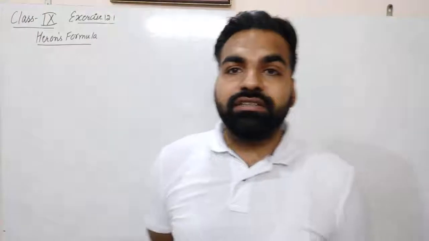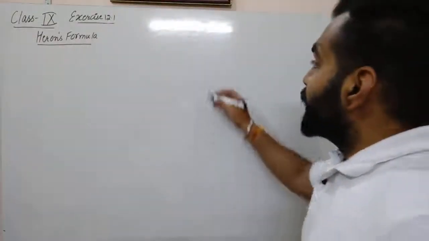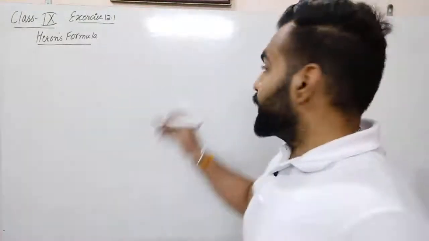So today we will start a new chapter of class 9, that is chapter number 12, Heron's formula. So this chapter is all about the area of triangle, how to find area. So till now we have studied how to find the area of triangle.